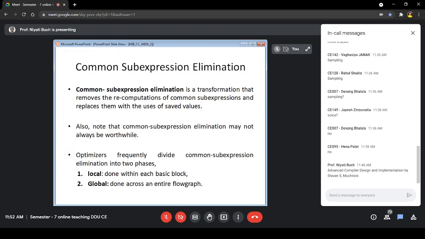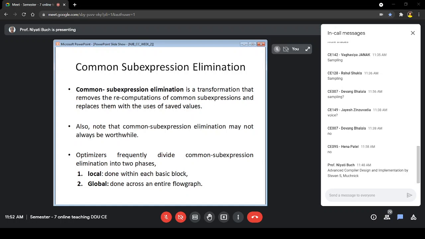Now, this is something you must all note: it is possible that the common subexpression elimination we are performing may not always be worthwhile. You may end up complicating your code, though you may feel you are simplifying it. So it is not always useful, but it has its own benefits because it is an optimization transformation, so we are required to know it. But it must be used judiciously.